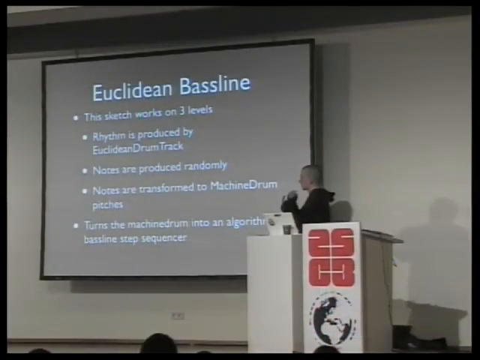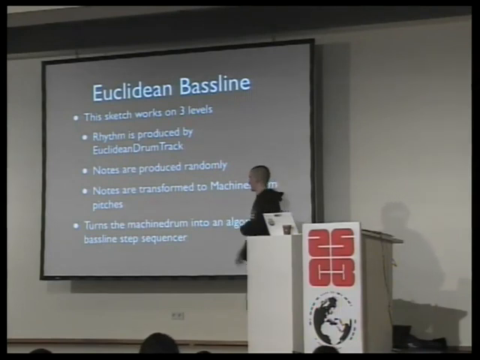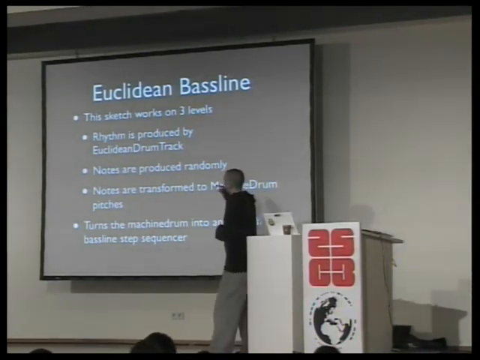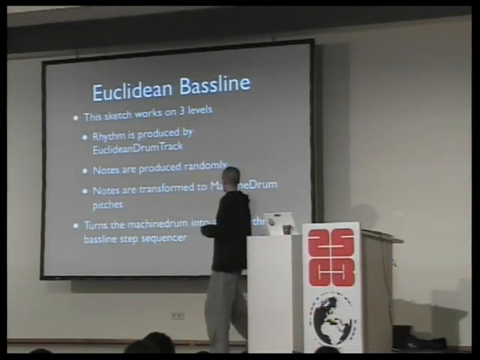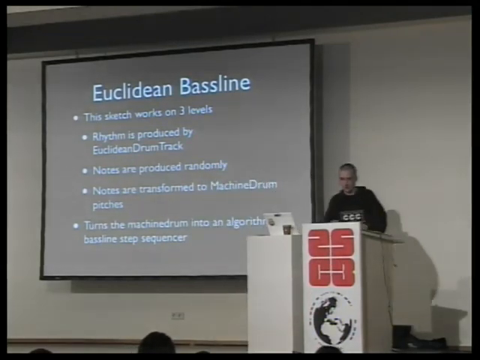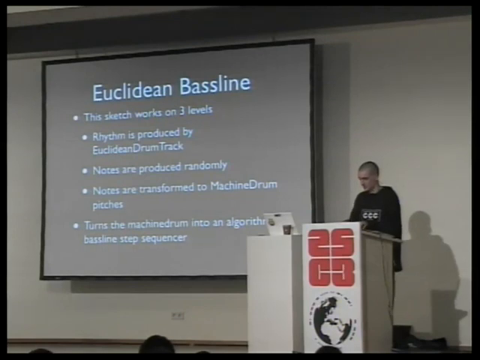So the way the sketch works is it's produced on 3 levels. The rhythm information is produced by a Euclidean track, which just generates the rhythmic information, like the one I showed you before. So you just input K and the offset. And the notes are produced randomly, but are stored in a cycle. So you can press a button and come up with some new notes. And then finally, these notes are transformed into the machine drum pitch. And it turns the machine drum into some kind of weird bassline synthesizer thing.